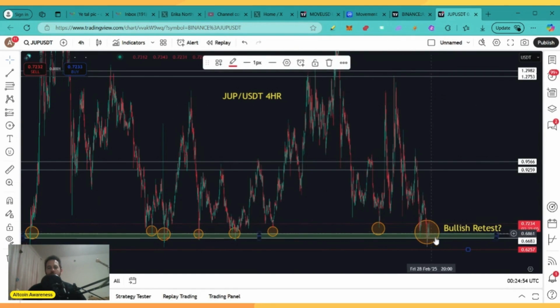Make sure when you set up your stop loss that you leave a lot of room for the price action to play out so you don't get stopped out prematurely. Because sometimes the price action likes to retrace, gets you stopped out, and then it bounces back up.